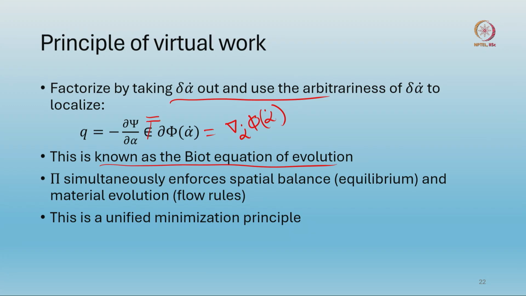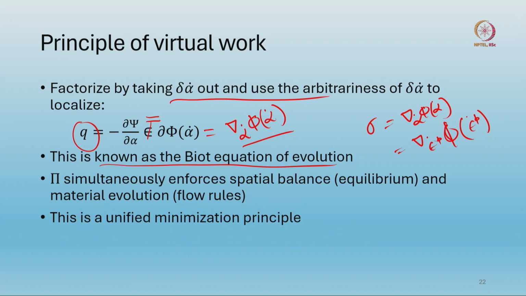So, essentially what you have done is that by using the principle of virtual work in a systematic manner, you remember that this is the flow rule, because q is basically a stress like quantity, right. So, sigma is basically grad alpha dot phi of alpha dot, which is equal to grad epsilon p dot, phi of epsilon p dot. Okay, that's the flow rule, right? So this is basically the Biot equation in a more general framework. It is basically the flow rule.